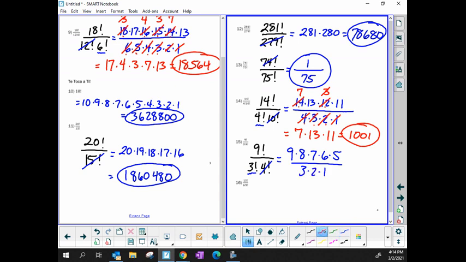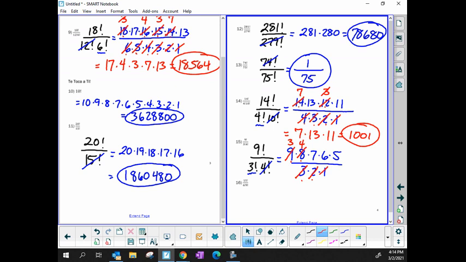Okay? So again, we're looking for stuff that will cancel out. So 3, does 3 go into any of the numbers on top? Yeah, 3 goes into 9. So the 3 will cancel out, and 9 divided by 3 is now just 3. Does 2 go into any of the numbers on top? Yeah, it can go into 8 or 6. It doesn't matter which one you choose, but you can only do it with one, not with both. So I'm going to say the 8. So the 2 cancels out, and 8 divided by 2 is 4.